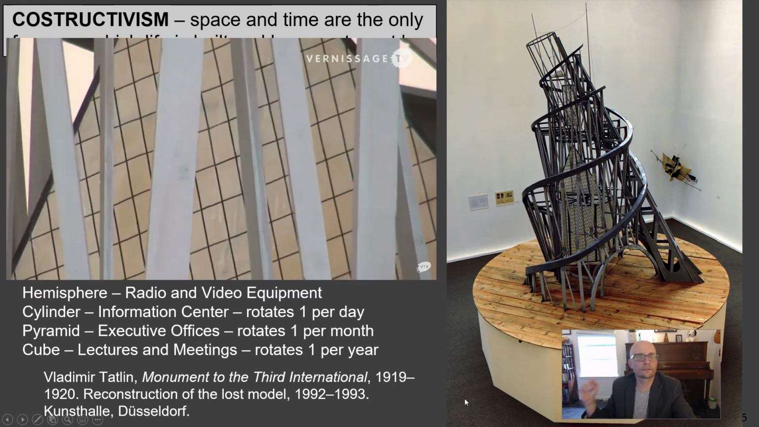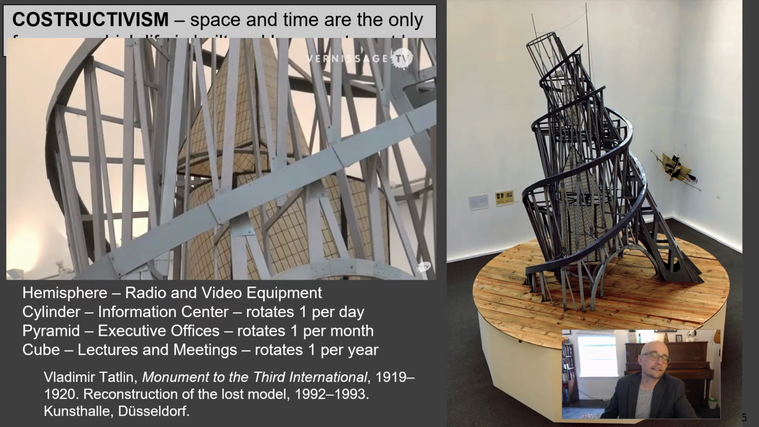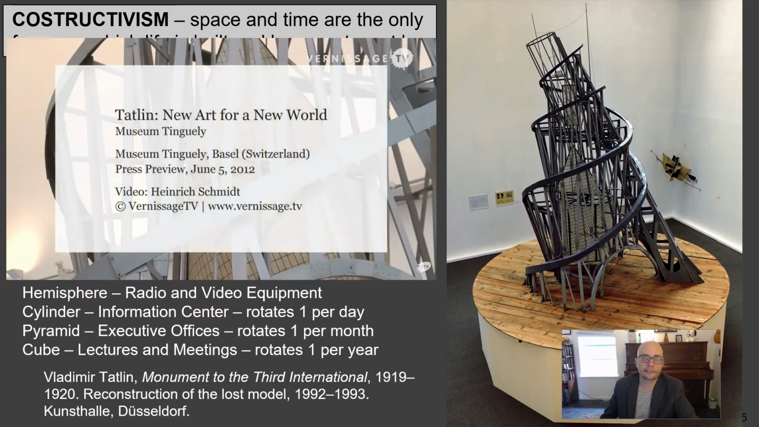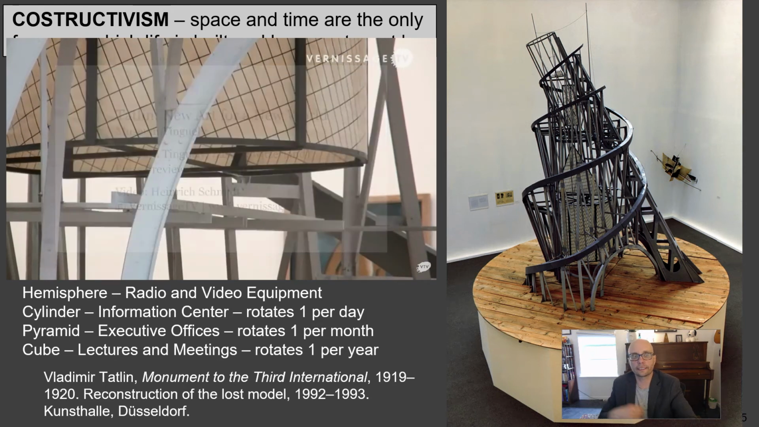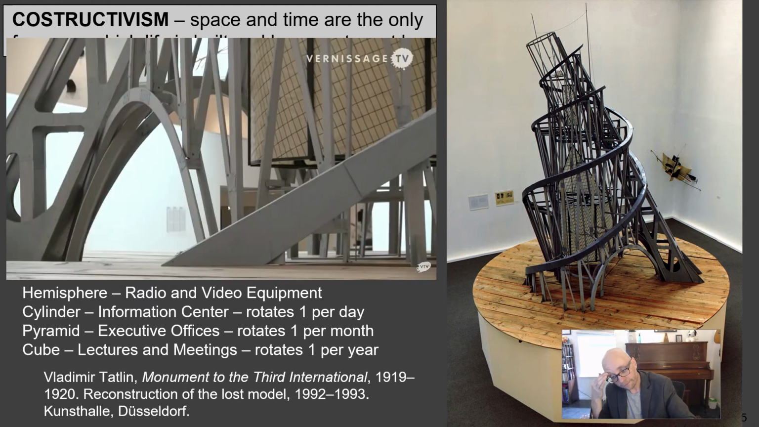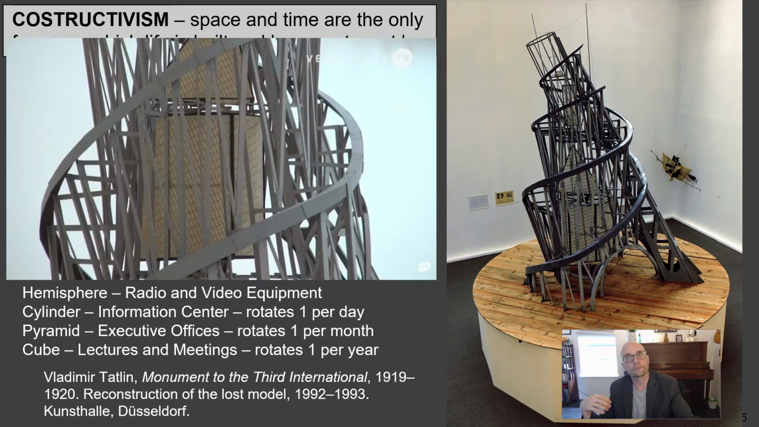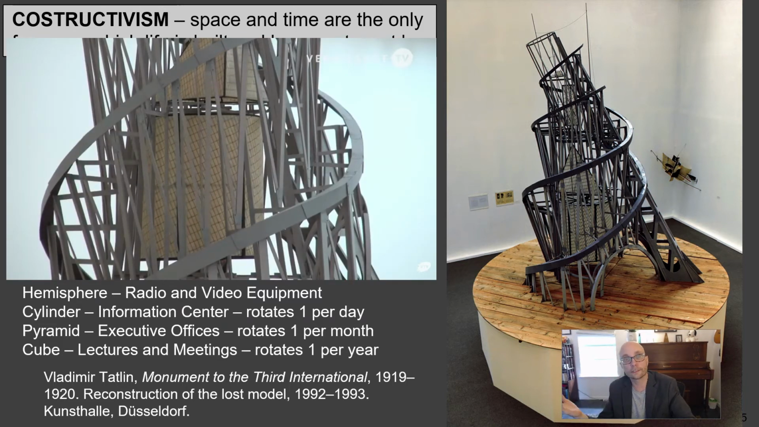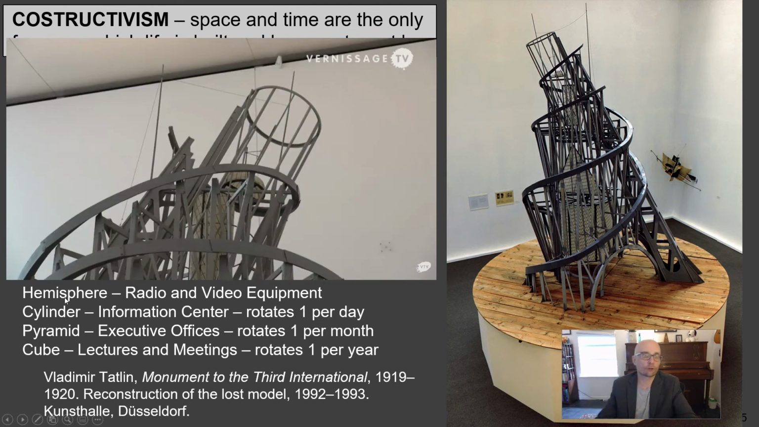So this is the work of an architect named Vladimir Tatlin. This is actually a model. The model on the right was never actually built, but Tatlin created this building that was supposed to be the government building in Moscow for the new Soviet government. It was called the Monument to the Third International, and it was made up of basic geometric shapes: a hemisphere, cylinder, pyramid, and cube.